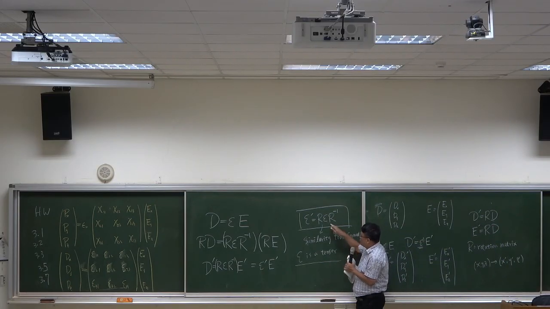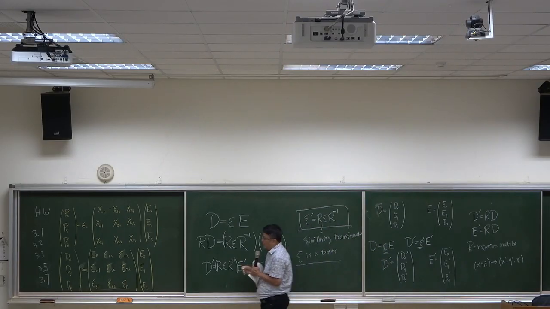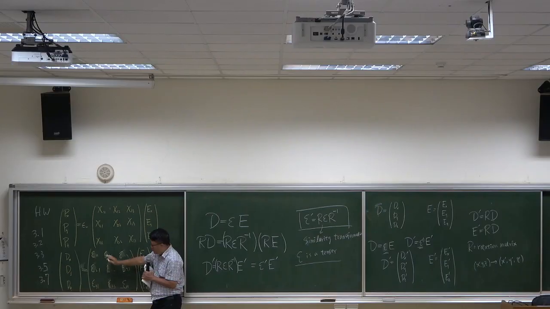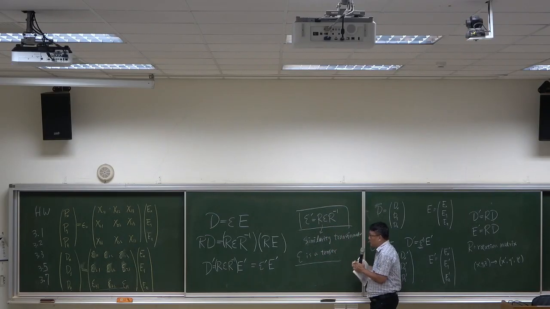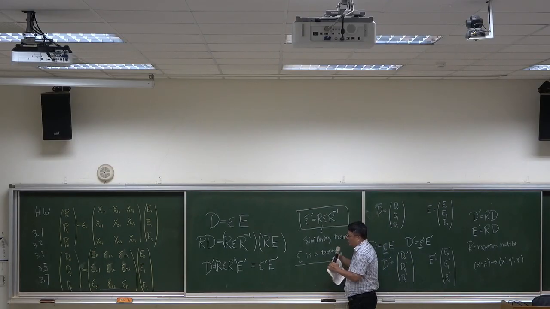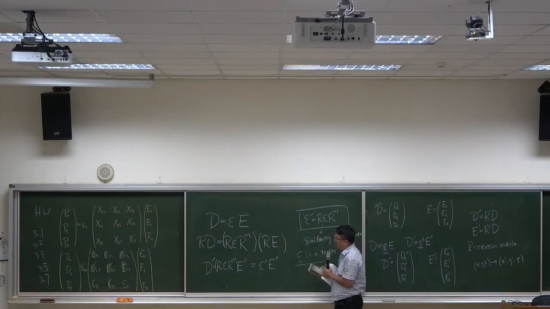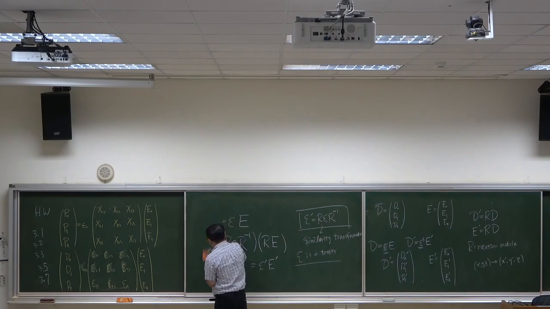So through this transformation, if we choose a proper rotation appropriately, then we can make this epsilon matrix diagonal. This means that we have already found the so-called principal axis. You can treat the principal axes as the eigenvectors of epsilon.